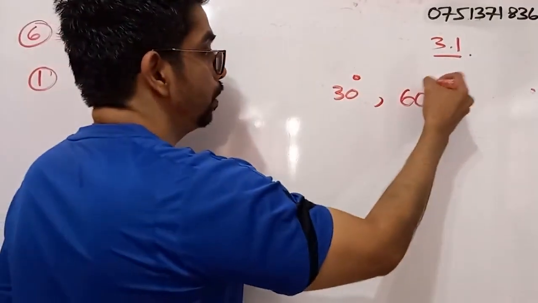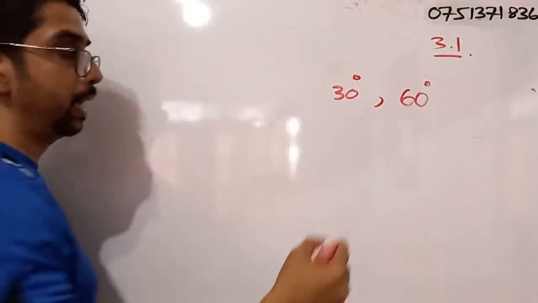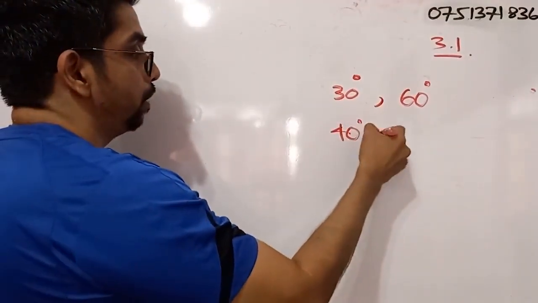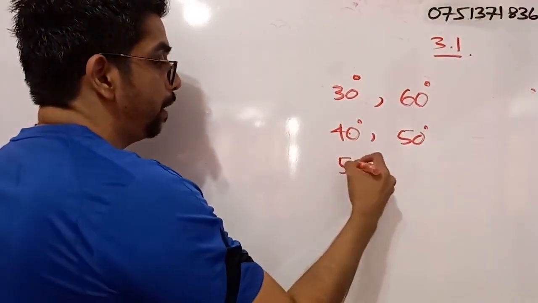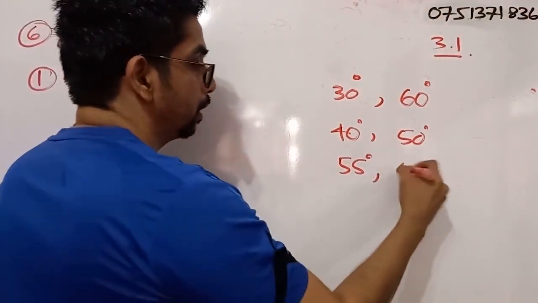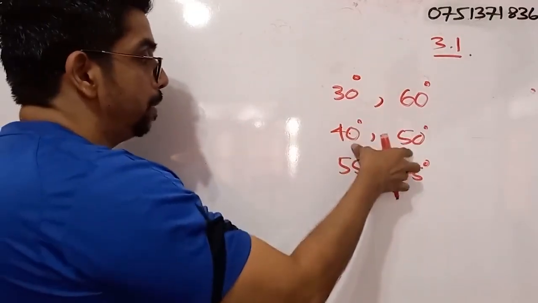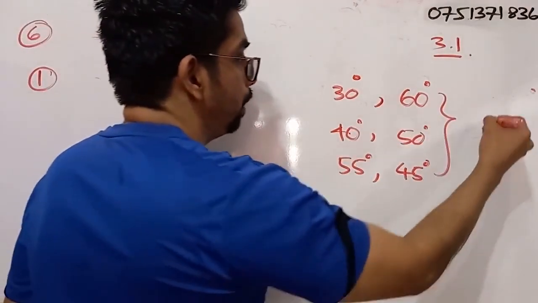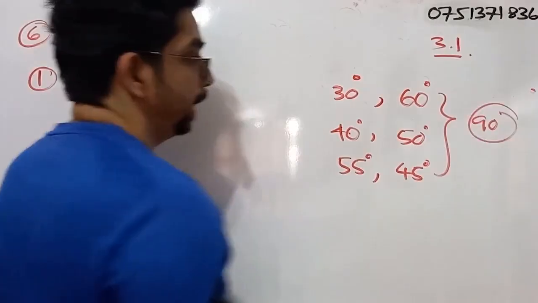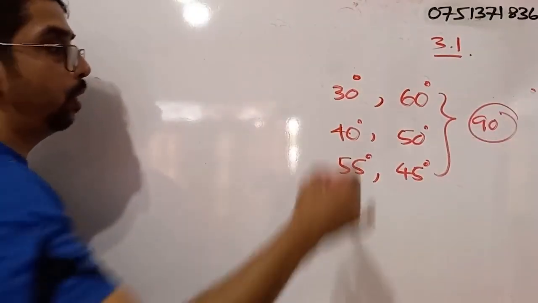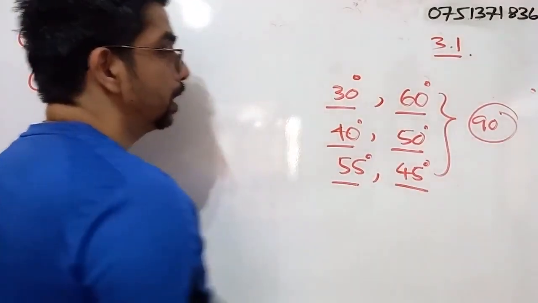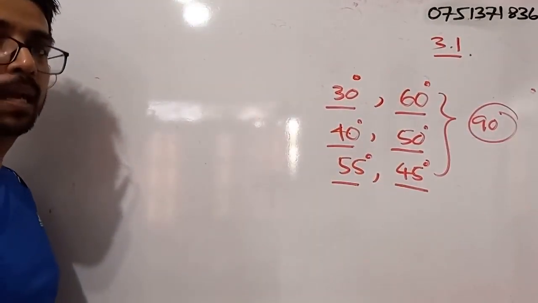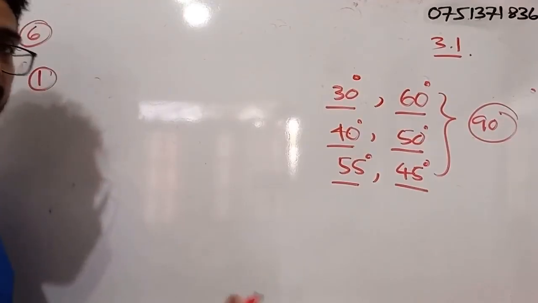What is the magnitude? 60. Take another angle, 40 degrees. What is the complement? 50. Take another angle, 55 degrees. What is the complement? 45. When we add these magnitudes, all of them equal 90 degrees. That is what complementary means. Now, take a look at the angles individually. What are these angles? Acute angles, right?